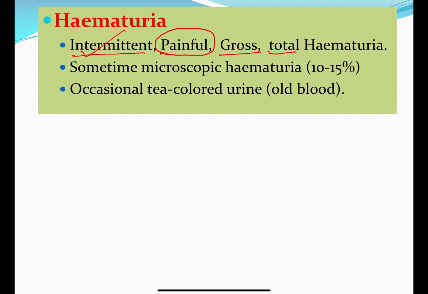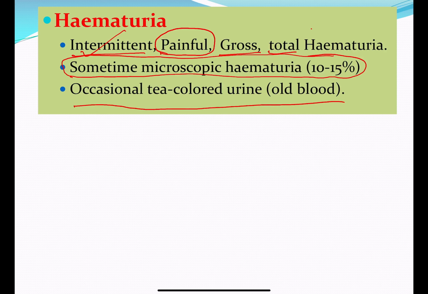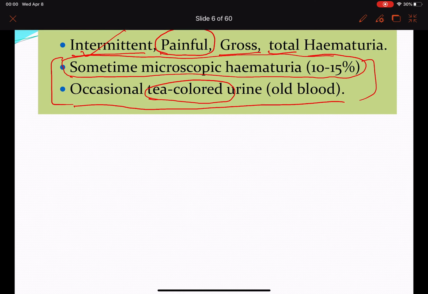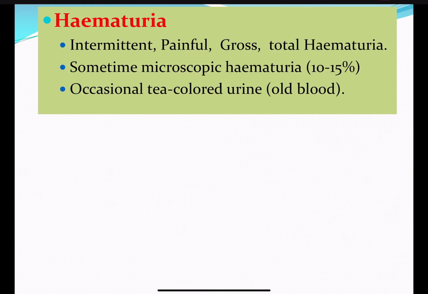If all these four characteristics are found, then we can say this is the hematuria related to stone. Okay, intermittent, painful, gross, and total type of hematuria. Sometimes the patient may not see the bleeding, but you can identify it in the microscopic examination of the urine routine examination. And sometimes the old clotted blood can come out as very dark colored urine, just like tea colored urine. Most of the time, the hematuria is painful, gross, total, and intermittent in nature. Remember this.